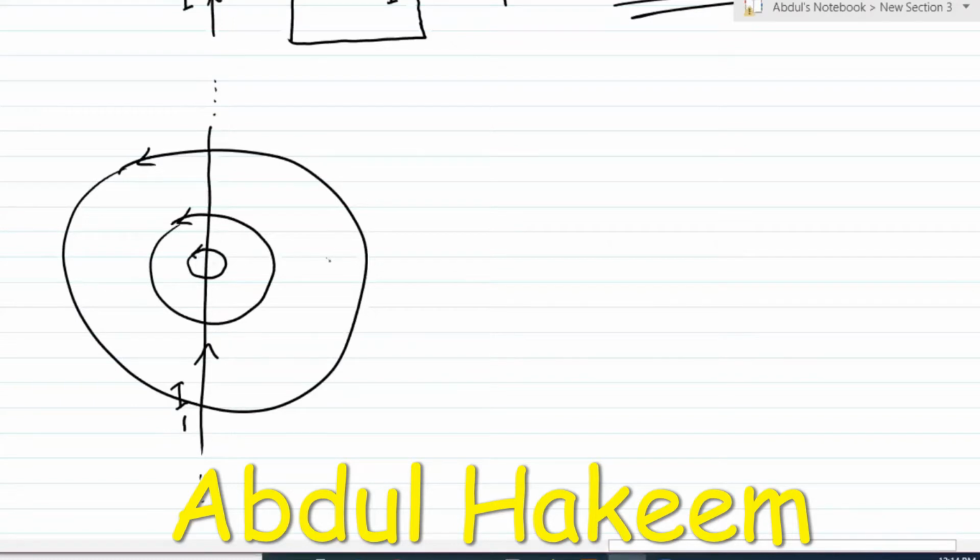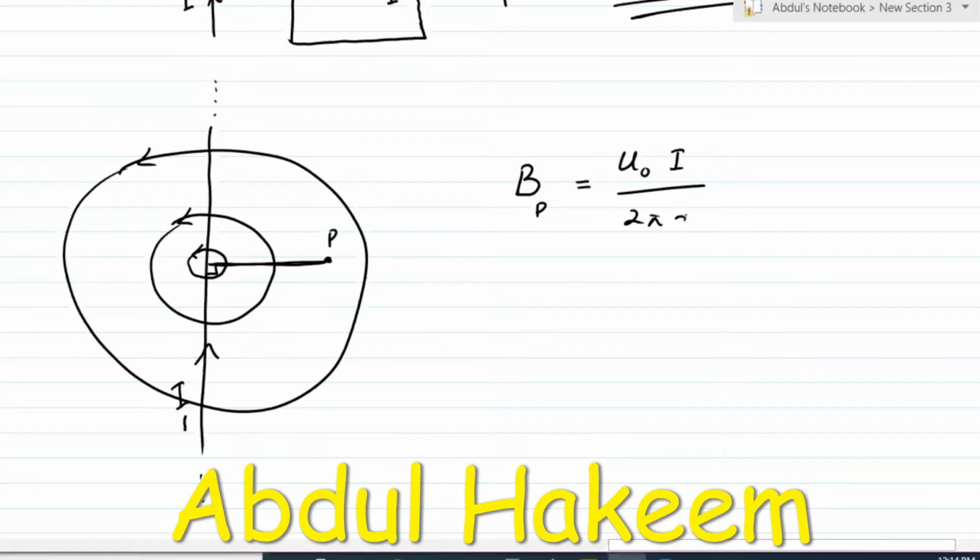If this point P is selected for the magnetic field, first of all, we will measure its perpendicular distance from the wire. Then according to the formula, the magnetic field strength at P, the magnetic flux density at P, will be equal to mu naught I over 2 pi d. Now this is the strength of the magnetic field, the magnetic flux density.